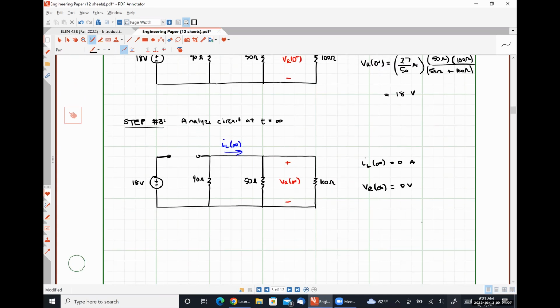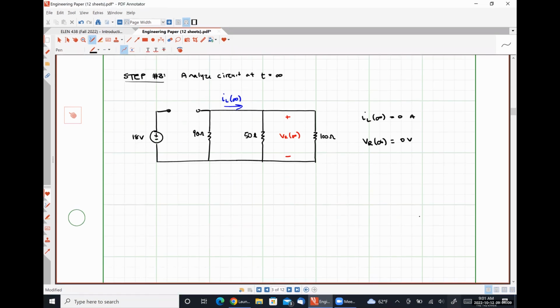All right, so step number 4 will be to calculate LEQ and REQ for the system or circuit, okay? So we only have a single inductor here. So I feel pretty strongly that LEQ is just 3 millihenries, because how could it be anything else, right?